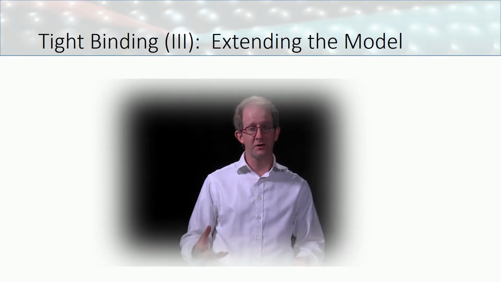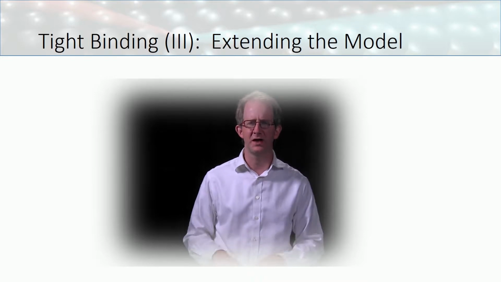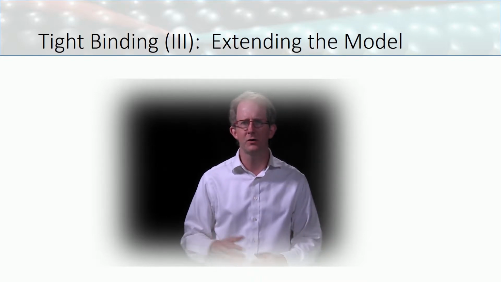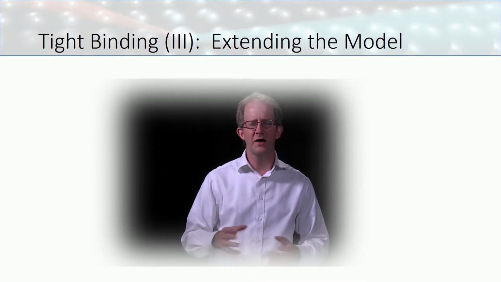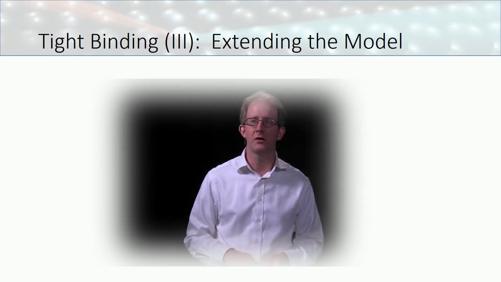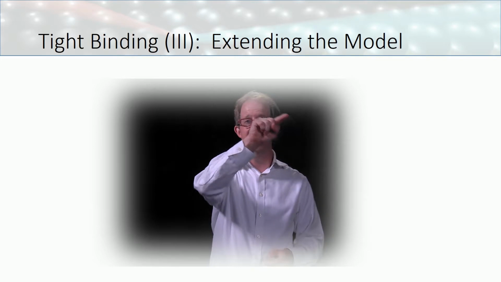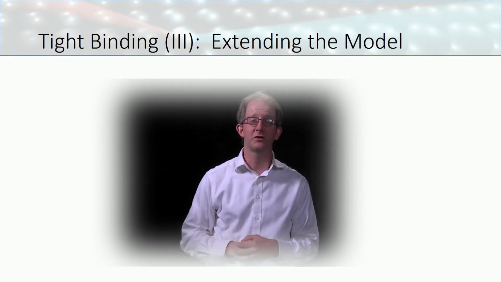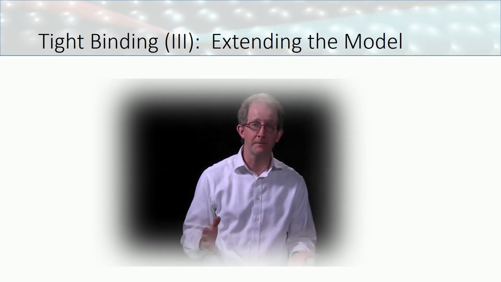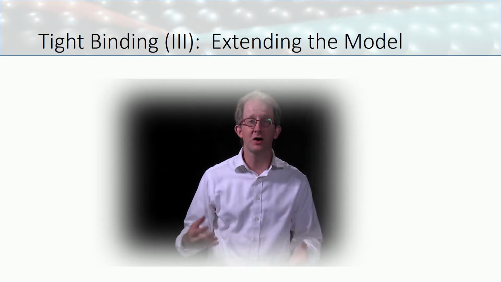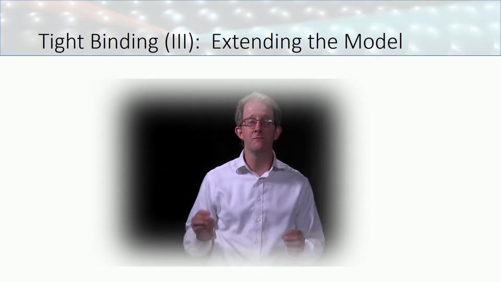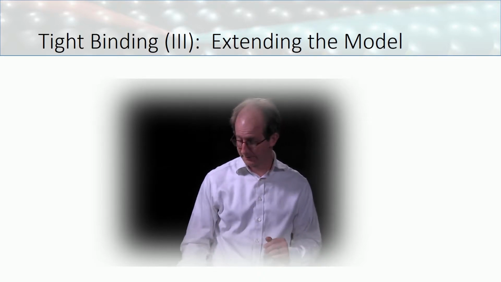And in the second video, we talked about the differences between having s-like orbitals and p orbitals, and how to determine by symmetry whether a band should run up or run down as we increase the crystal momentum, or the wave vector k. Now in this video, we're going to talk about what happens when we want to have more than one orbital per atom.